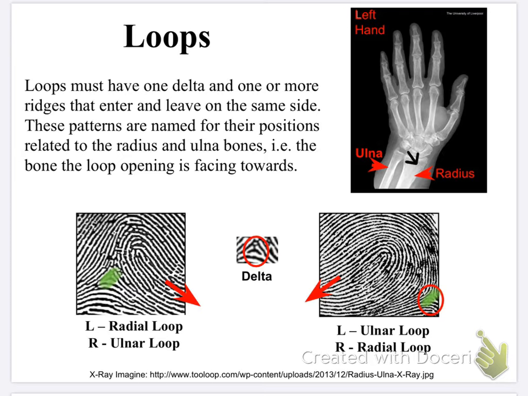So if you look at the fingerprint and see this one is going this way, if it's on the left hand, that is pointing towards the thumb, so it is a radial loop. If it is on the right hand, that's pointing towards the pinky, so that makes it ulnar, and vice versa for the other one. We really got to concentrate on which hand it is on and which way that loop is pointing.